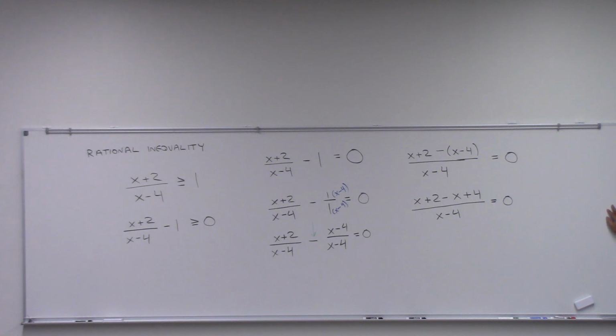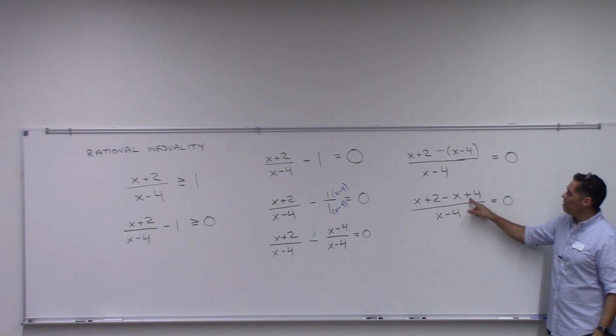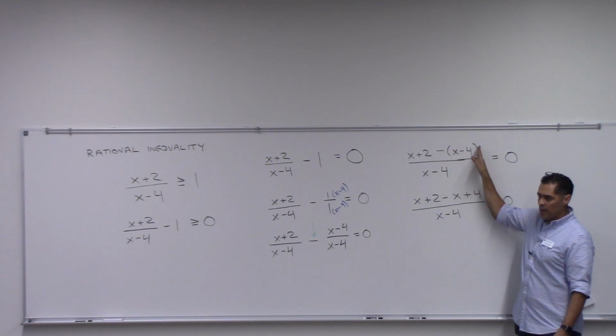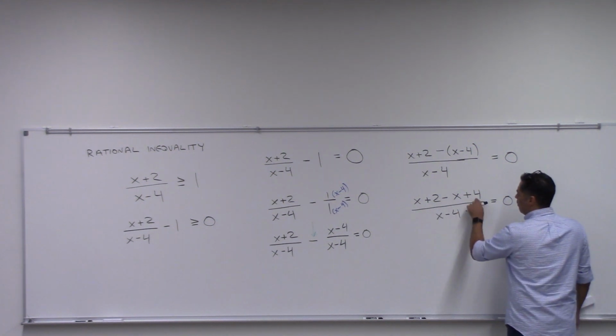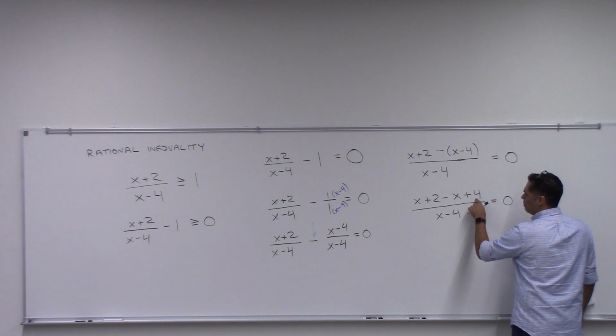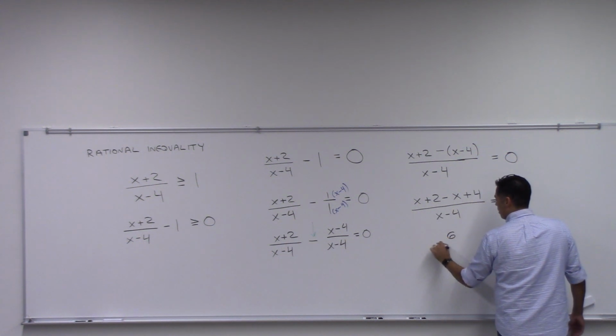You all with me? You'll see that minus plus, minus plus. What happens up top? We just get what? 2 plus 4, right? That's it. The x's cancel, right? So you just get 6 over x minus 4 equals 0.